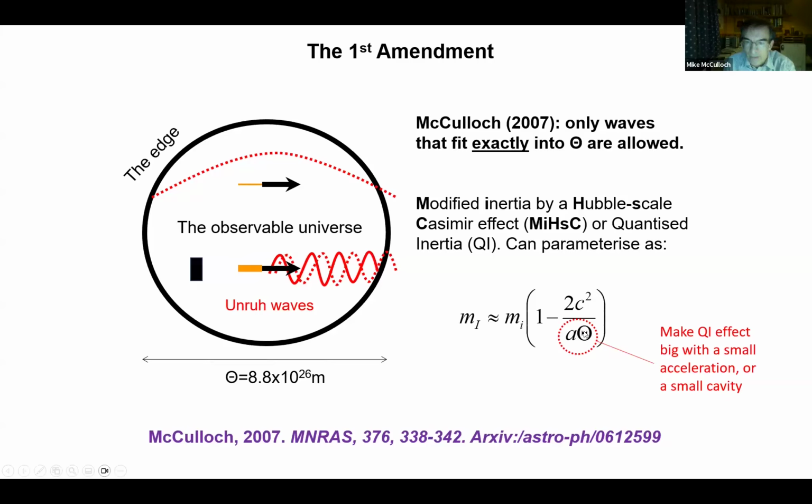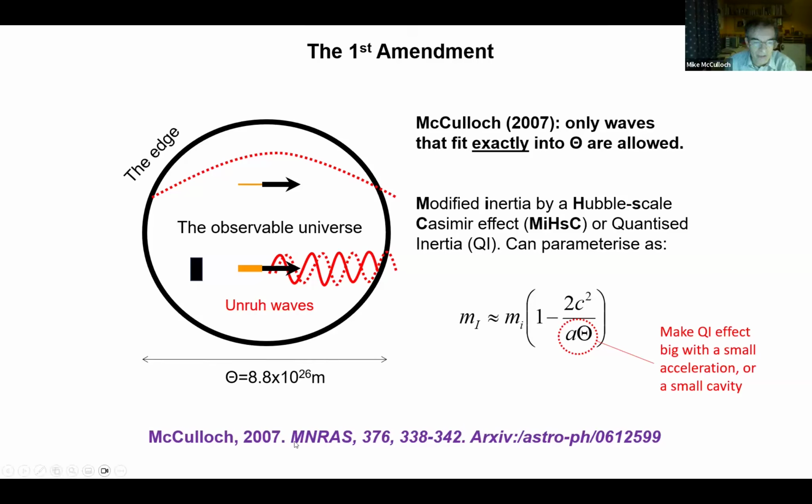The other way to reduce or affect inertial mass is to make the universe or the cavity size very small. And I'll show you towards the end of the talk that if you can do this, put something in a cavity, then you can affect the inertial mass and produce propellantless propulsion.